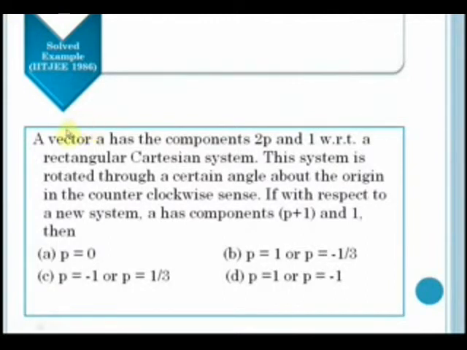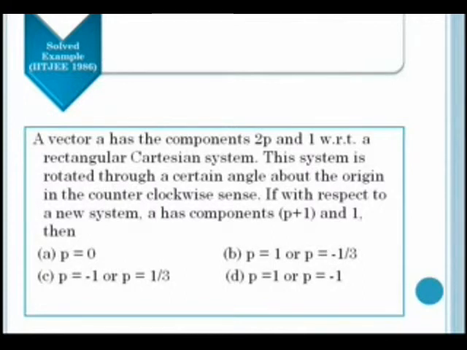It says that a vector A has the components 2p and 1 with respect to a rectangular Cartesian system. Now this system is rotated through a certain angle about the origin in the counterclockwise sense. If with respect to the new system A has the components p plus 1 and 1, then option A is p equal to 0, option B is p equal to 1 or p equal to minus 1 by 3, option C is p equal to minus 1 or p equal to 1 by 3, and option D is p equal to 1 or p equal to minus 1.